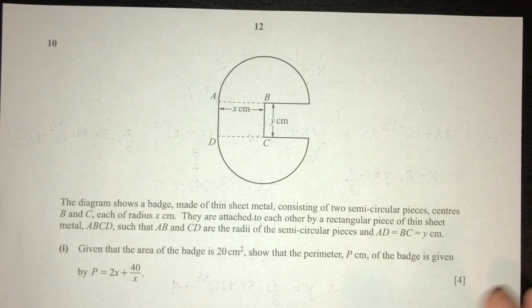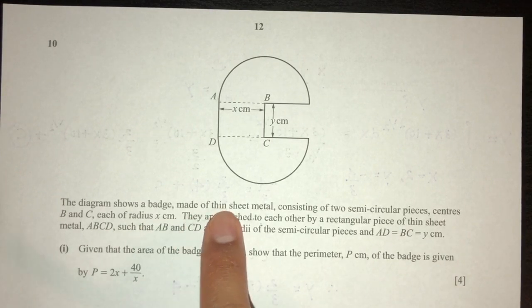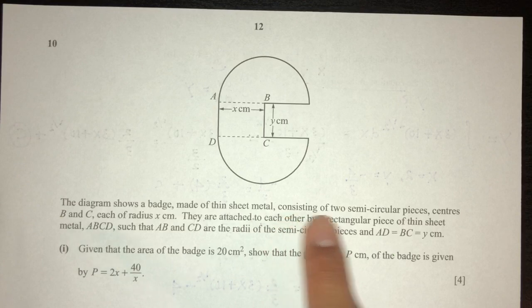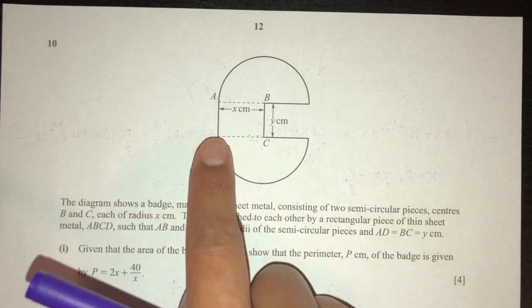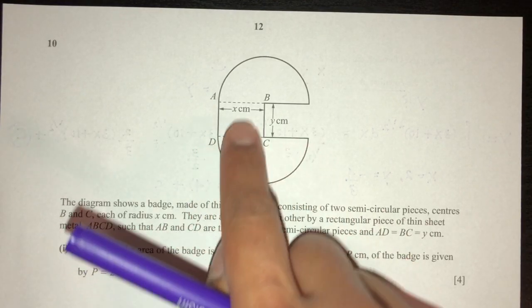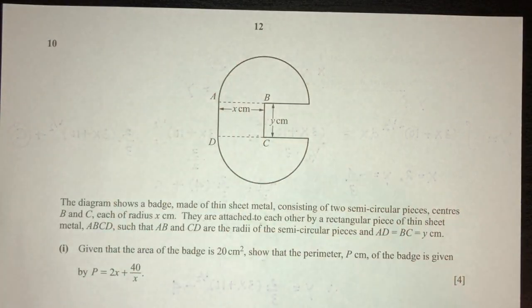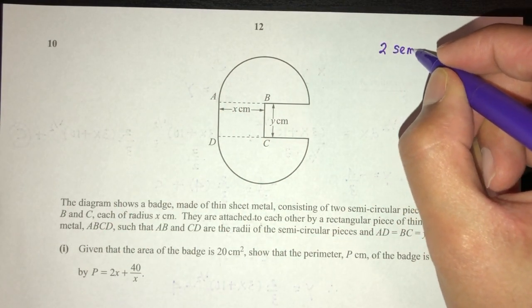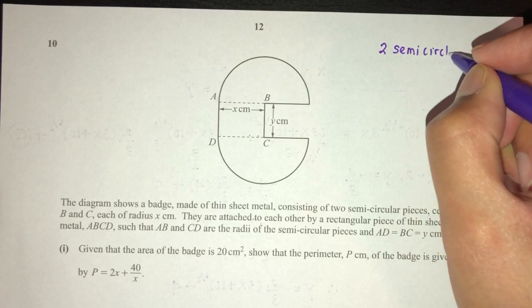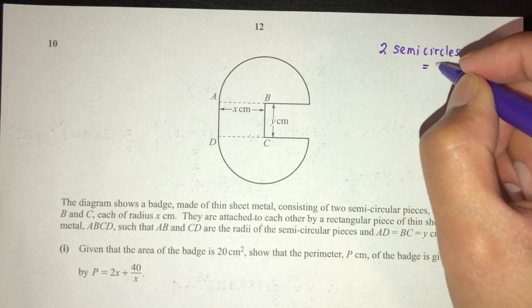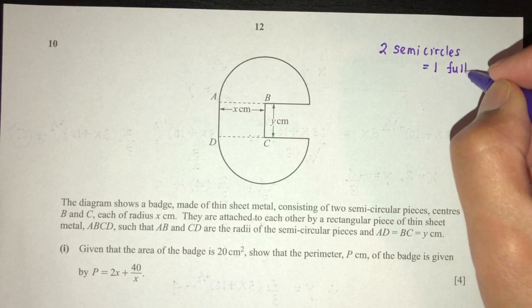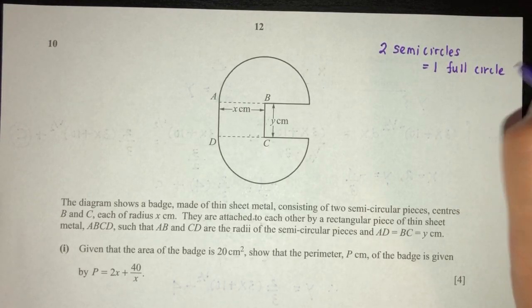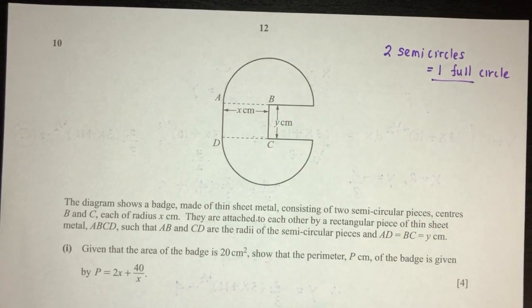So here we have a badge made of thin sheet of metal consisting of 2 semicircles. We have a semicircle here and a semicircle on top. As you observe, 2 semicircles, what does that give you? That gives you 1 full circle, right? If you see that, that's good for you.